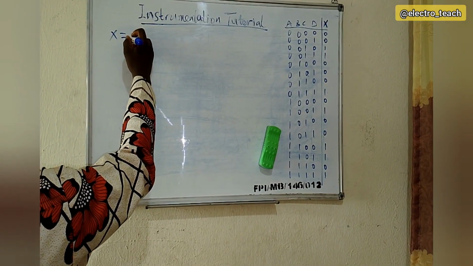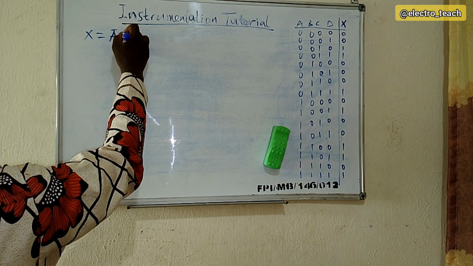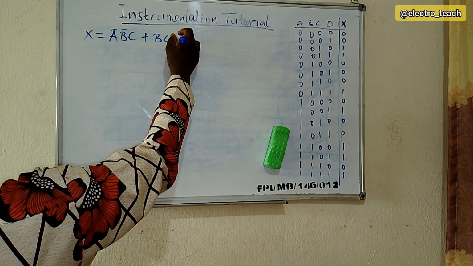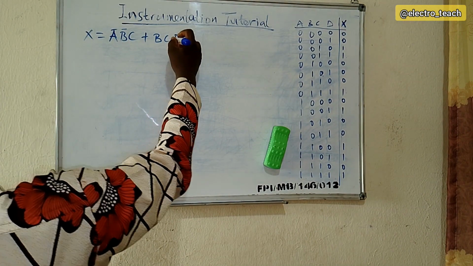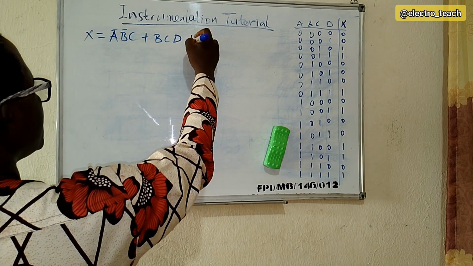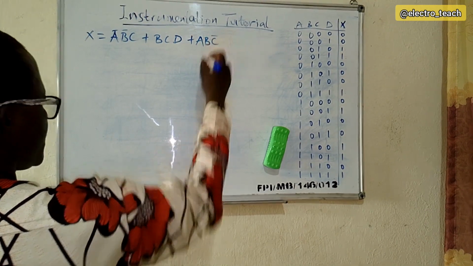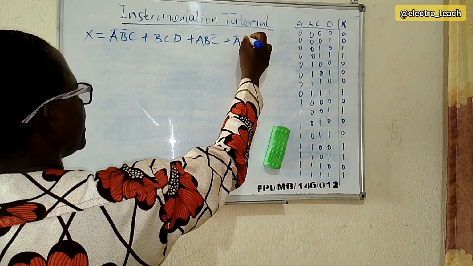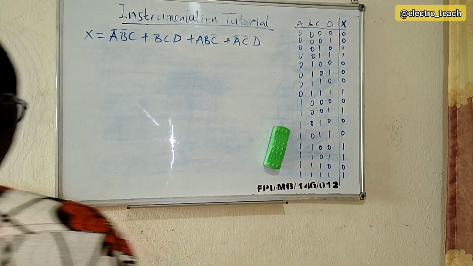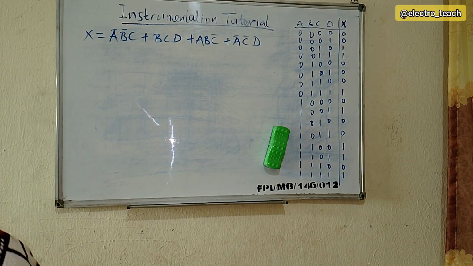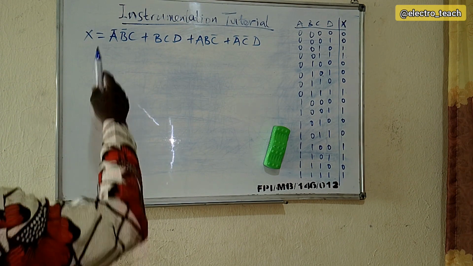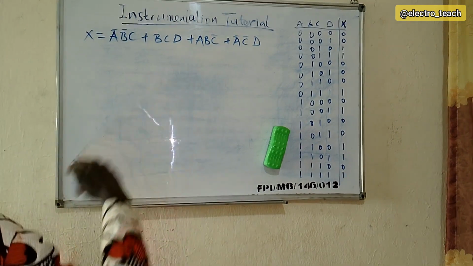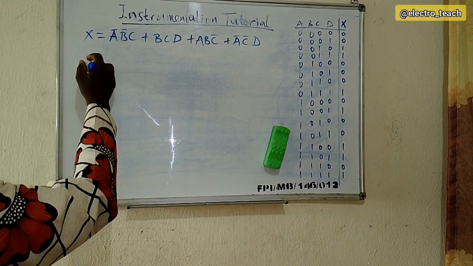X equals A bar B bar C plus B C D plus A B C bar plus A bar C bar D. So we're going to draw the combinational logic circuit for this. We're going to require A and A bar, B and B bar, C and C bar also, but we need only D. So we can do it this way.